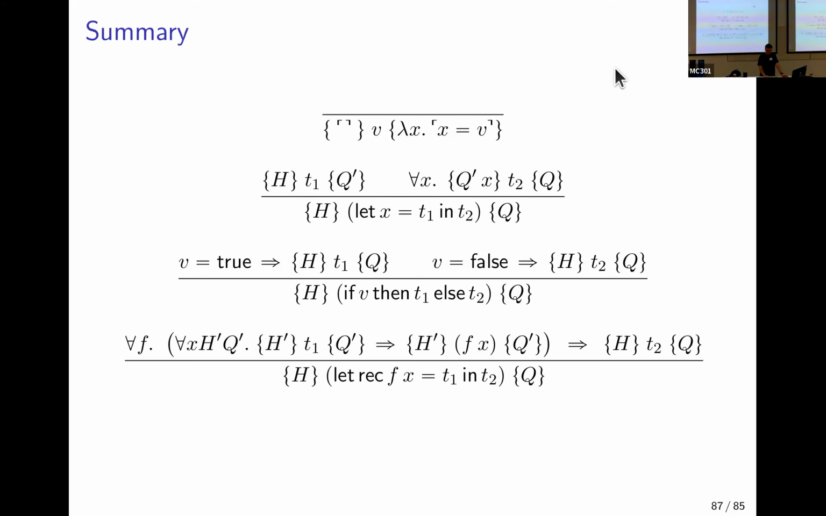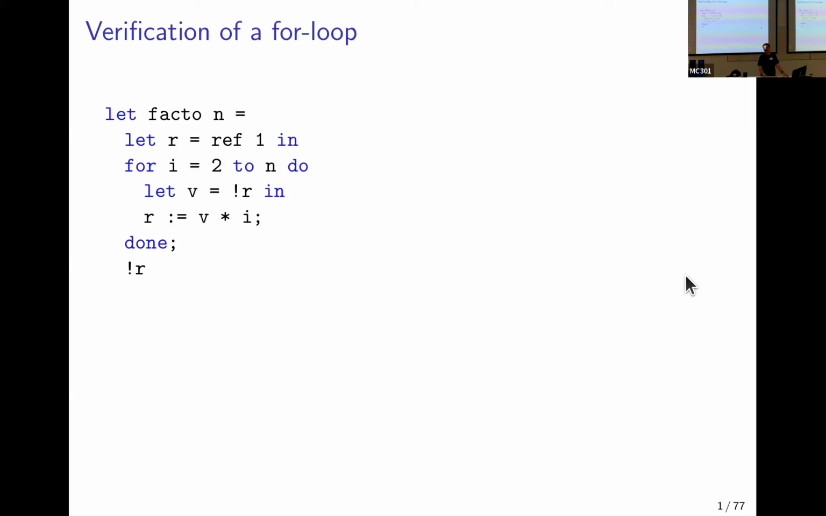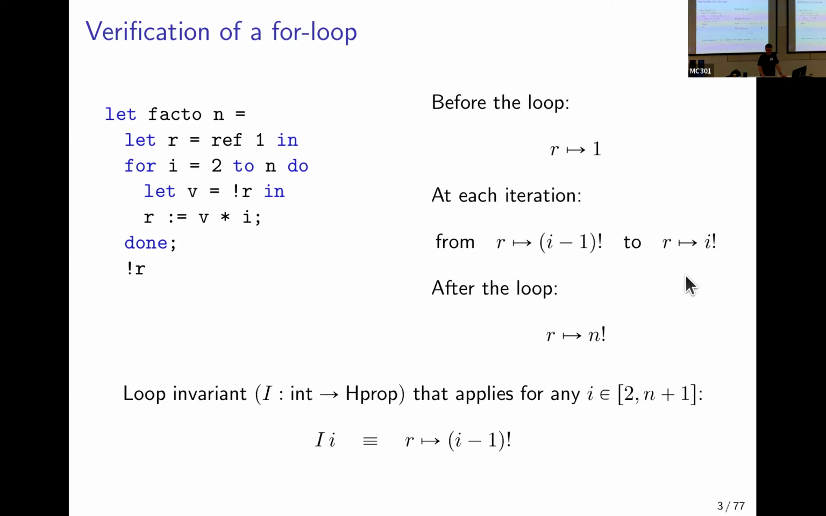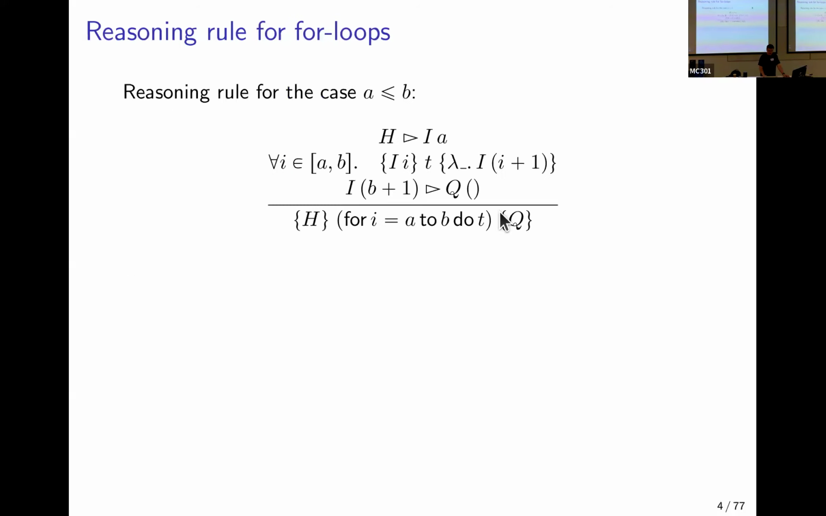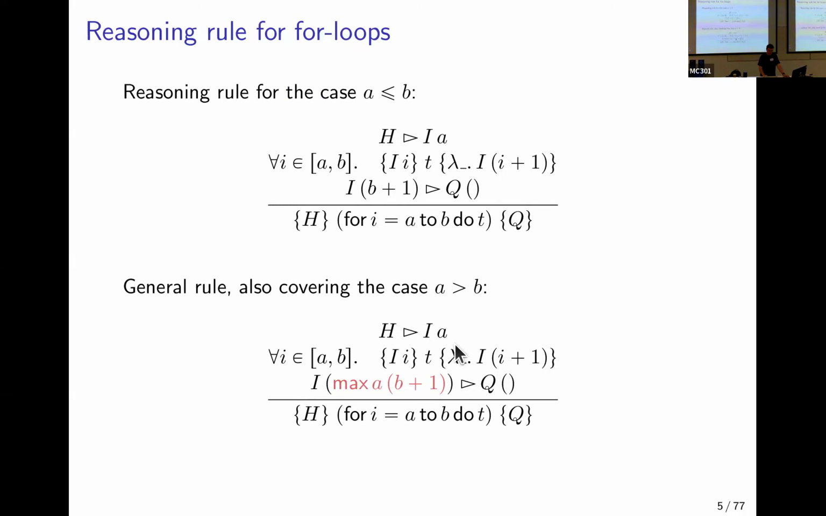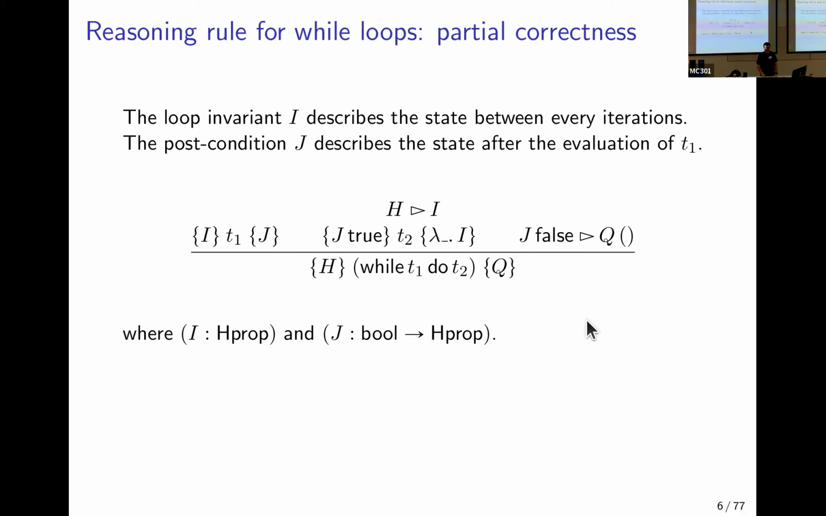Okay, so rules for all of the language constructs. Maybe there are a bit more. Yeah, you can also have loops. So you have a rule for loops, but that's not surprising. For a loop, you need to have an invariant. So for a for loop, you have an invariant that depends on an integer. You can be a bit more general in case the A and B are not in the order that is usual. The rule for the while loop is typically something like this.